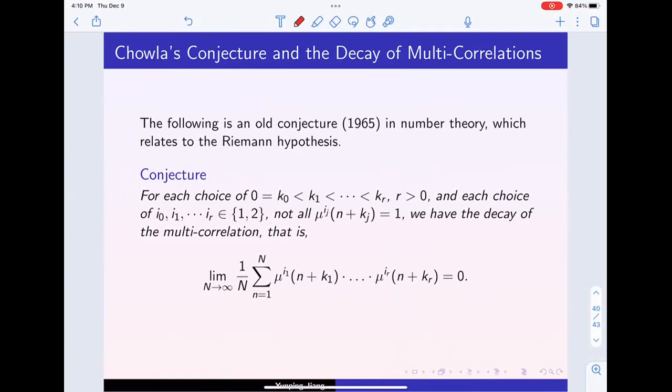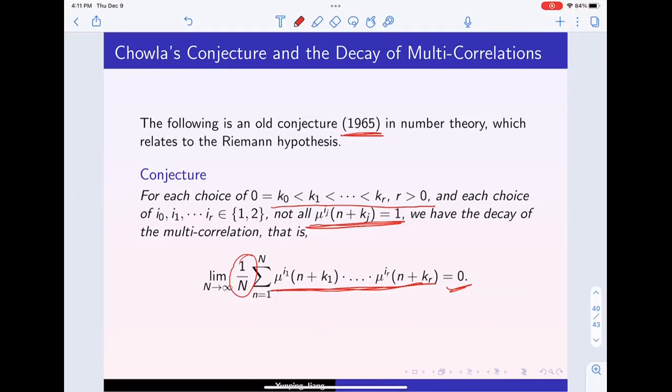Then there is the Chowla conjecture and decay of multi-correlation. I think it's a very old conjecture in number theory. It says that for any choice of sequence, as long as you do not make all the exponents equal to 1, this multi-correlation has mean 0. That's called decay of multi-correlations. I'm using the word from dynamical systems; maybe in number theory this word is not really used.